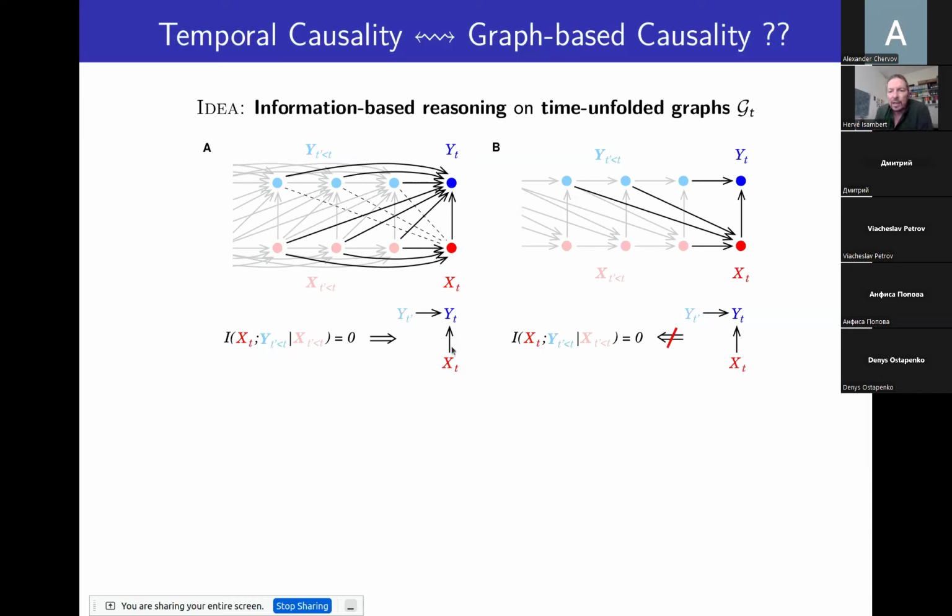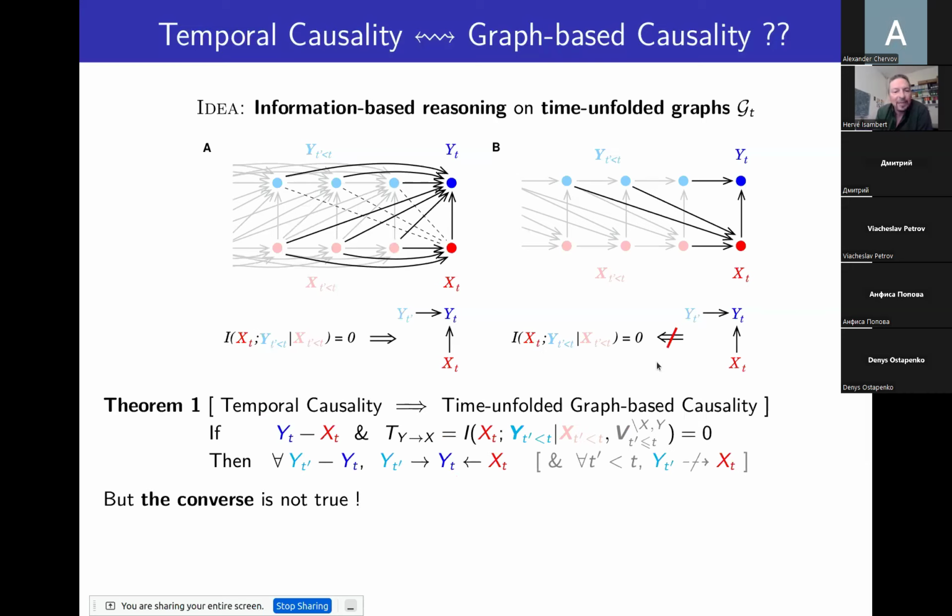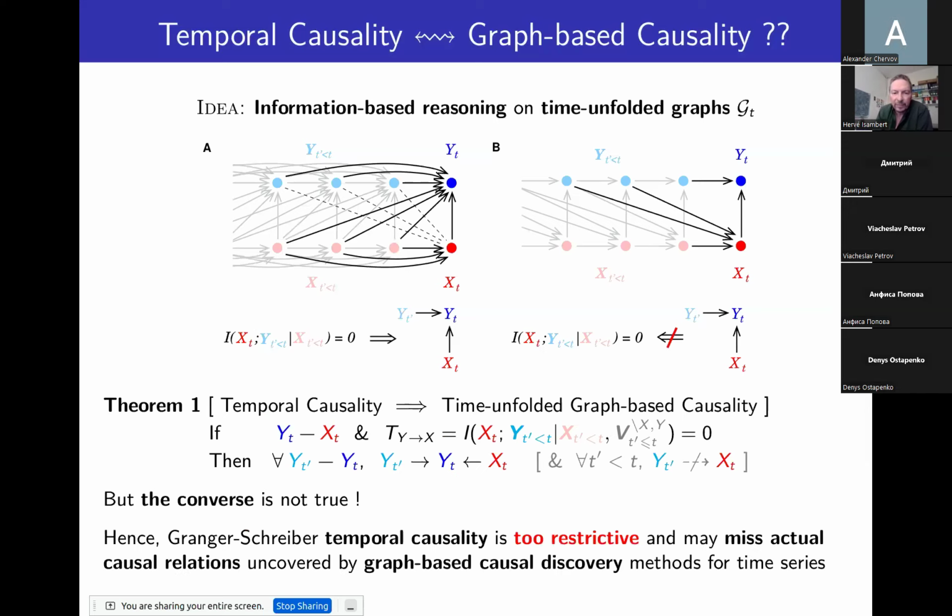So clearly we have these implications, but as this counterexample shows, the converse is not true. For instance, in this graph we have clearly some causal relations that we can learn with the graph methods, but it does not imply vanishing transfer entropy. So you can show a theorem that temporal causality will imply this graph-based causality, but not conversely. What it really means is that temporal causality is somewhat too restrictive, and it may miss actual causal effects like this one here, that you can learn with the graph-based approach.